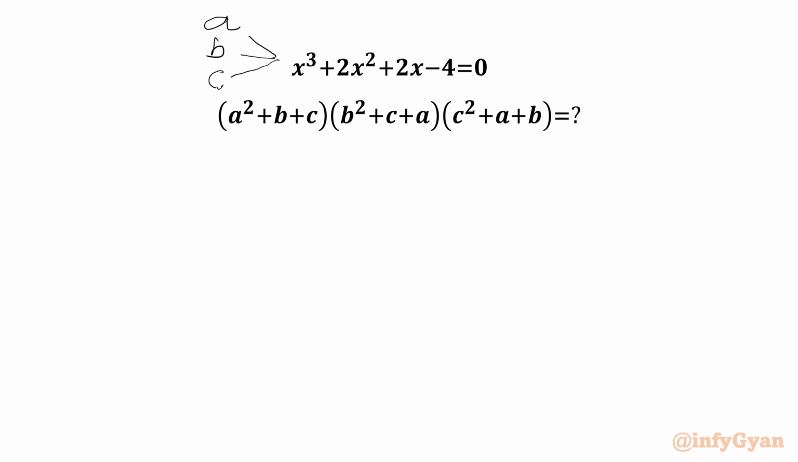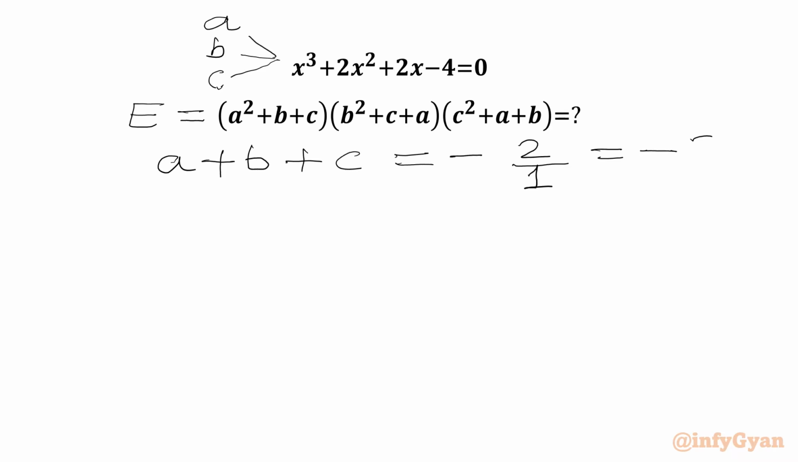So let's get started by considering the required expression equal to E. Now we will be using Vieta's formula for the sum of roots. As we know, this is equal to minus of the coefficient of x square over the leading coefficient. So we will get a plus b plus c equal to minus 2.